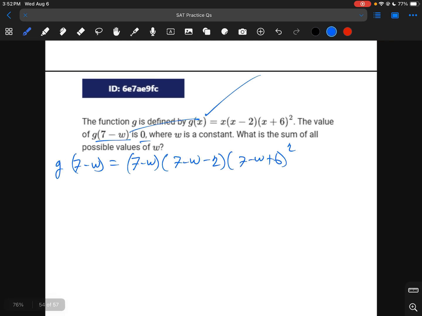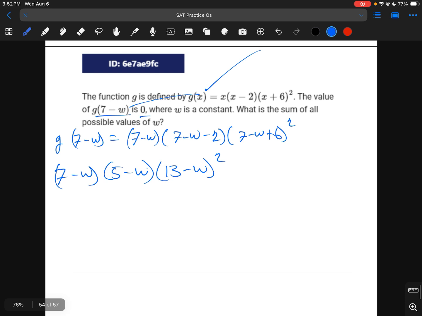Okay, well, first we need to find what is w, and we know that this is equal to 0. So we have 7 minus w, minus 2, which is the same thing as saying 5 minus w, and 7 minus w plus 6, which is the same as 13 minus w squared, is equal to 0. And so anything times 0 is 0. So that means 7 minus w equal to 0 is an answer, which means w is equal to 7.